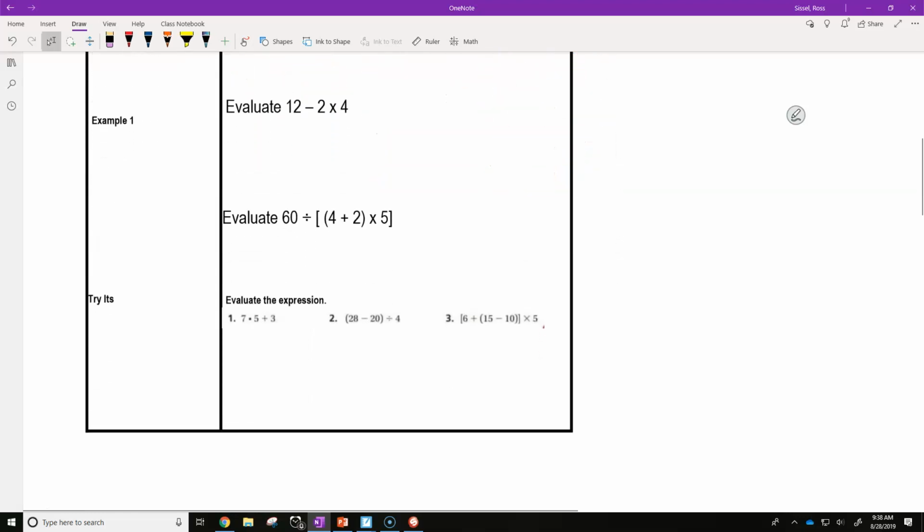Example 1. Evaluate 12 minus 2 times 4. There's a couple things I'm going to be picky about. I want you to show your work how I am today. For you to get full credit, you have to show every single step. Okay? This part is optional. But I do it whenever I do these problems. If you want to, you may. You do not have to. If you're struggling with it, I would recommend doing this.